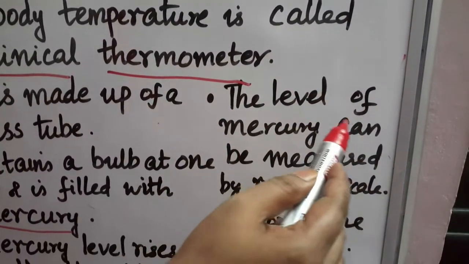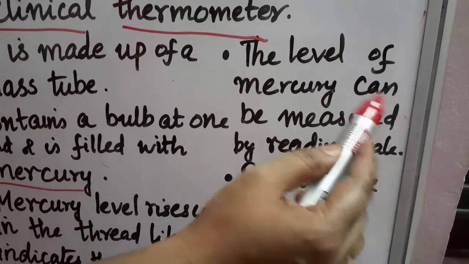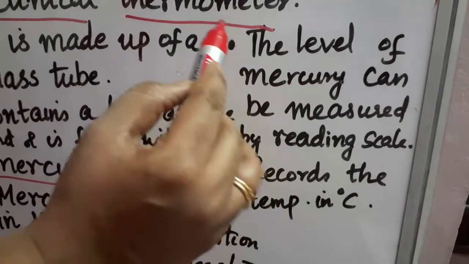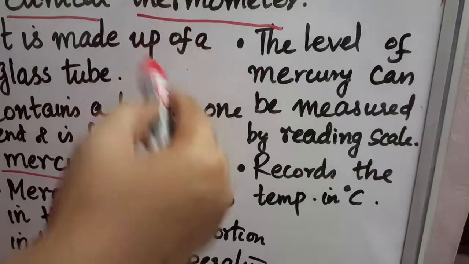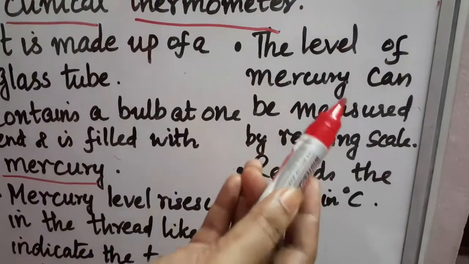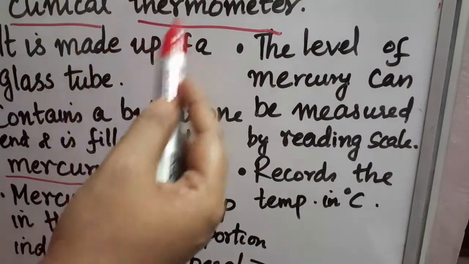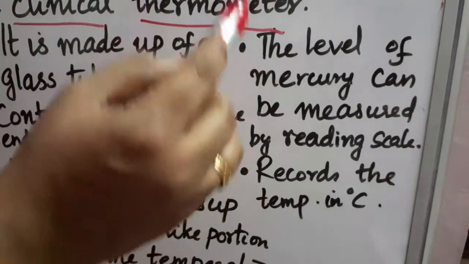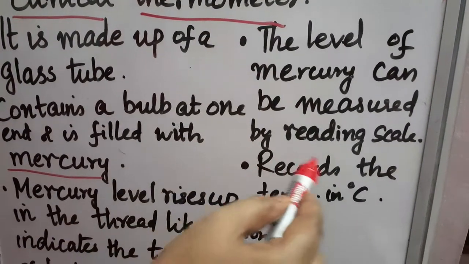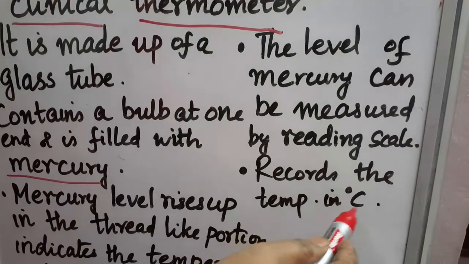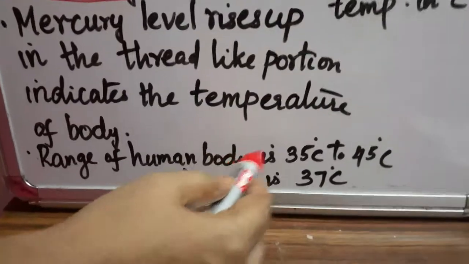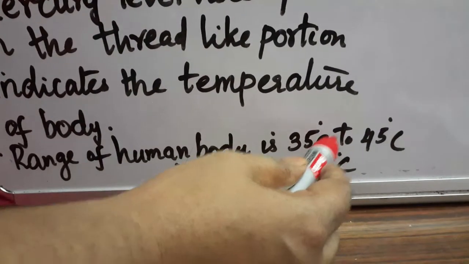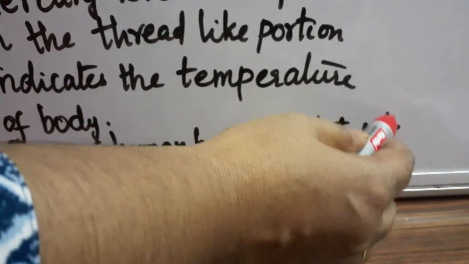The next point: the level of mercury can be measured by reading the scale. By seeing the numbers, the normal range will be there. If the mercury level crosses the normal level, we can infer that we have fever. The temperature is recorded in degrees Celsius. The range of human body temperature is 35 degrees Celsius to 45 degrees Celsius.